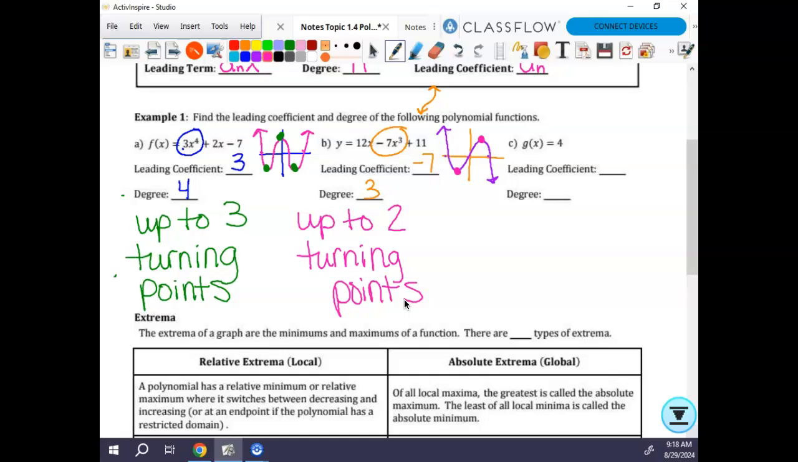All right, what about C? What do you think about the leading coefficient? What do you think it is? What's the only number you see? 4.